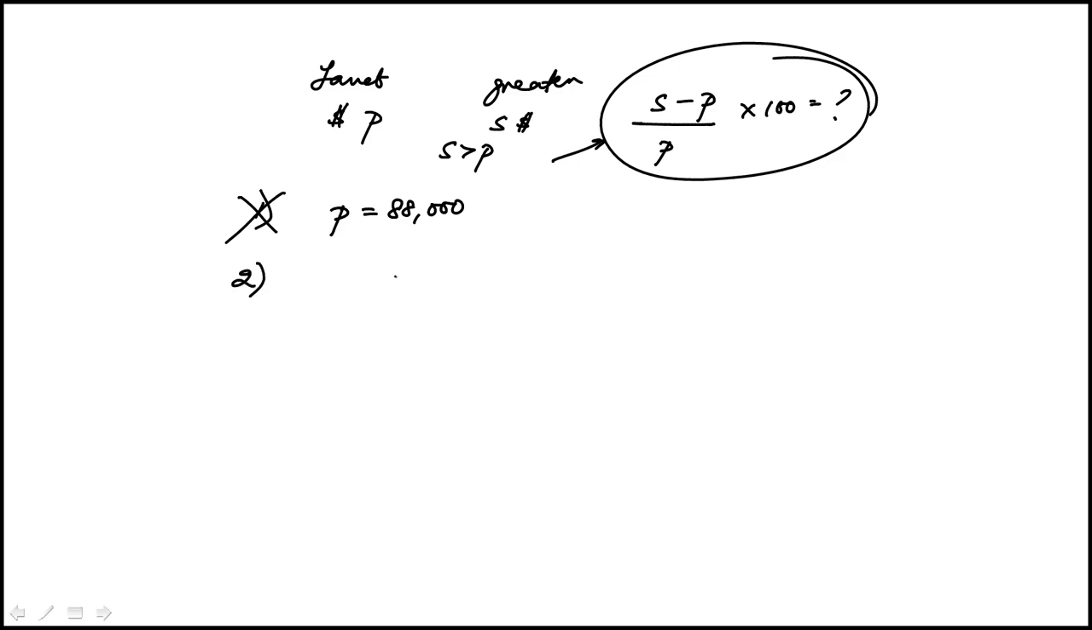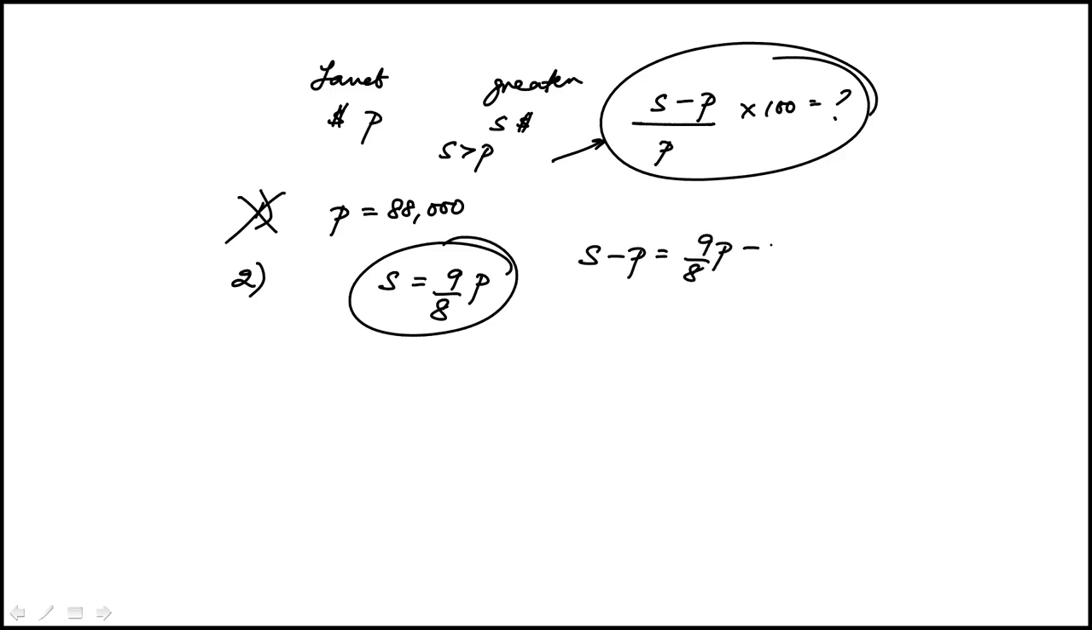Two is the selling price is 9/8 of the amount that she purchased it for. So you can see from this that S minus P is 1/8 of the purchasing price. And that, as a fraction of P, you can then turn into a percentage, which would be 12.5%.